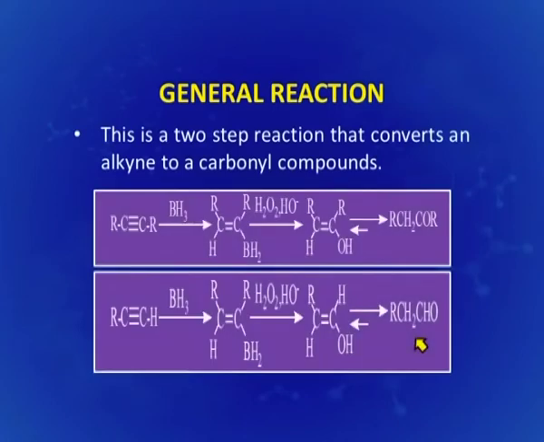The first step involves the addition of borane to form the boron complex, which on further oxidation gives rise to an enol, which tautomerizes to give rise to a ketone. So, here if it is an internal alkyne, it gives rise to a ketone. If it is a terminal alkyne, it gives rise to an aldehyde.